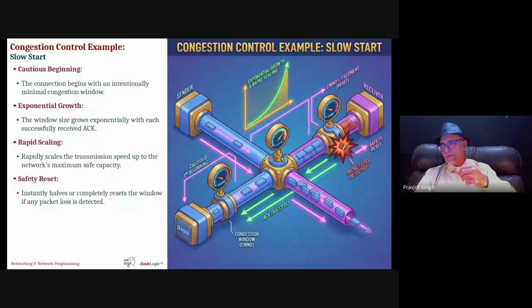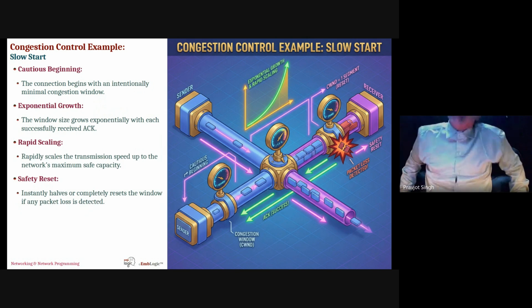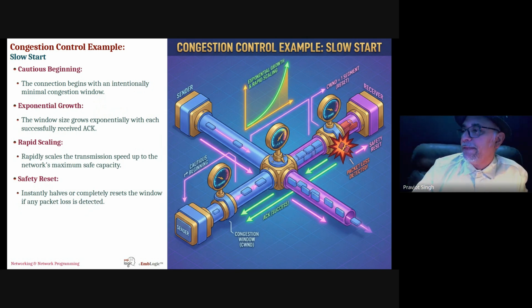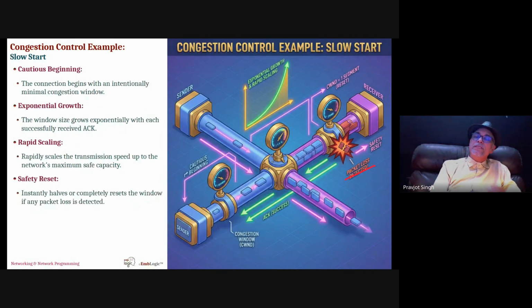Rapidly scaling because more and more acknowledgements come, more and more window size increases, more and more speed increases. And there is always a chance for reset. A reset back to n by 2 can happen anytime. Suppose some significant packet losses happen, maybe 1%. Oh, that's big. It will reset to n by 2. The reset algorithm is that.